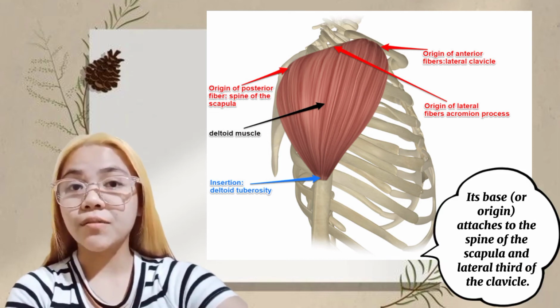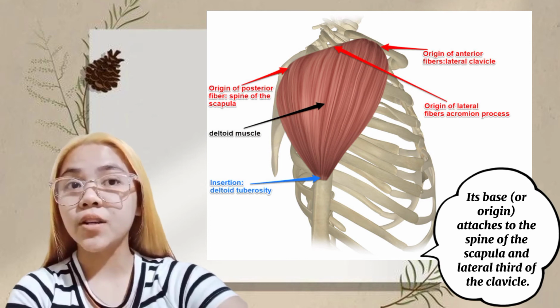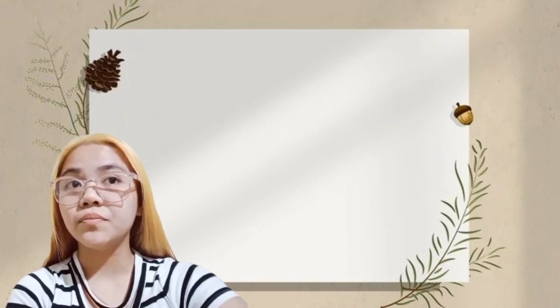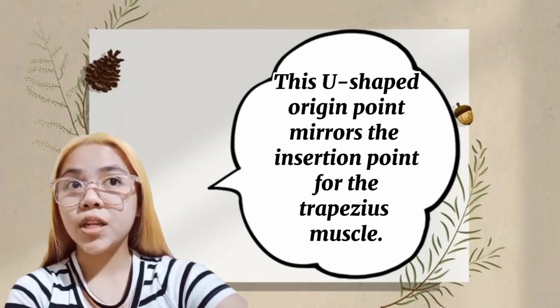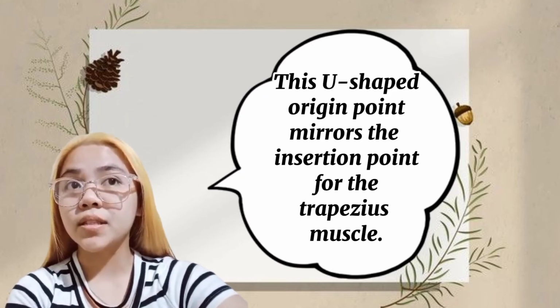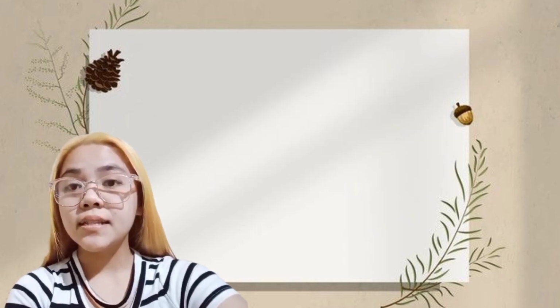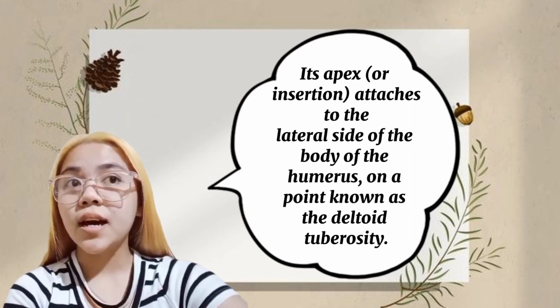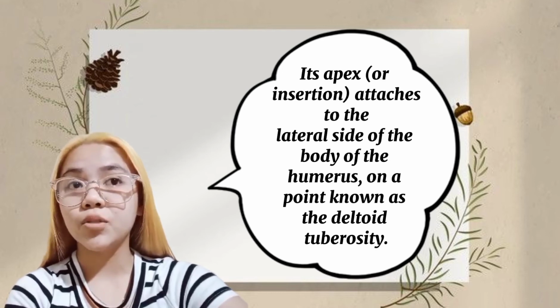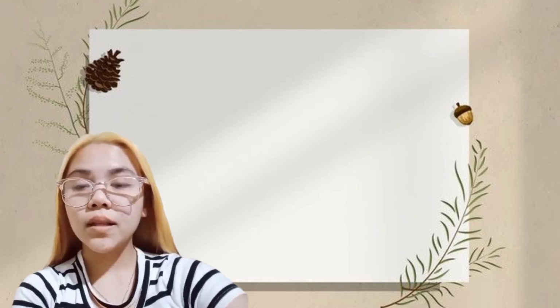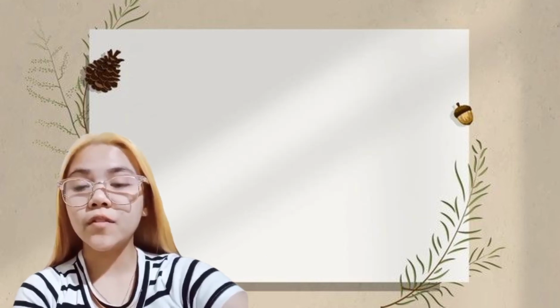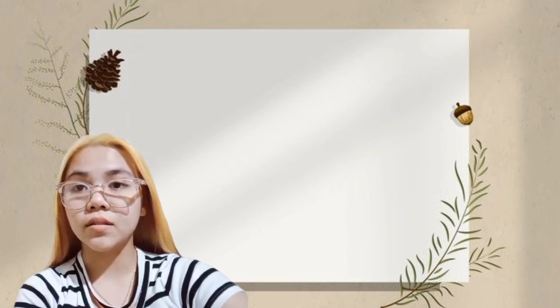Its base or origin attaches to the spine of the scapula and lateral third of the clavicle. This U-shaped origin point mirrors the insertion point for the trapezius muscle. Its apex or insertion attaches to the lateral side of the body of the humerus at a point known as the deltoid tuberosity. So let us proceed to the primary function of the deltoid muscle.